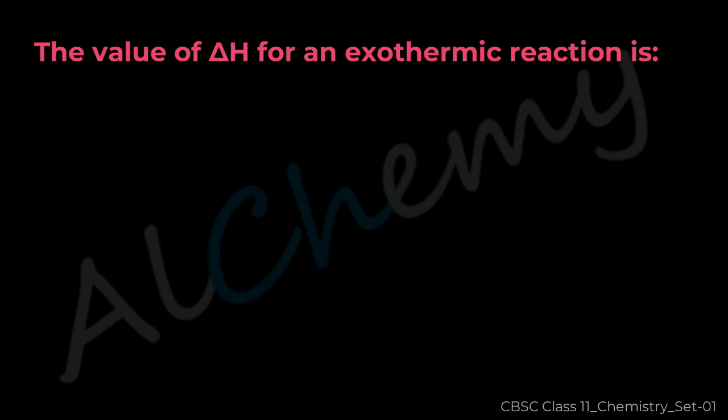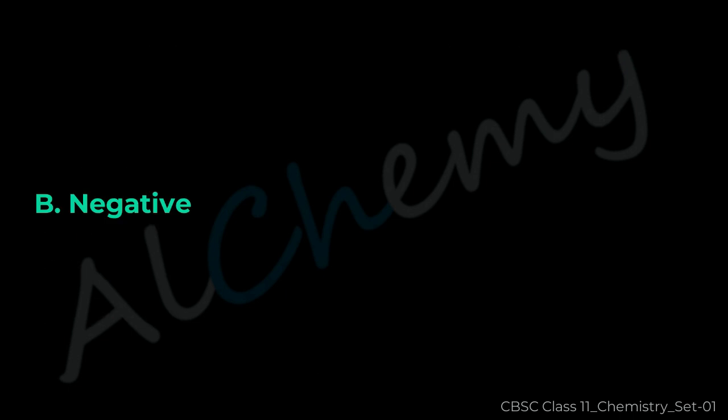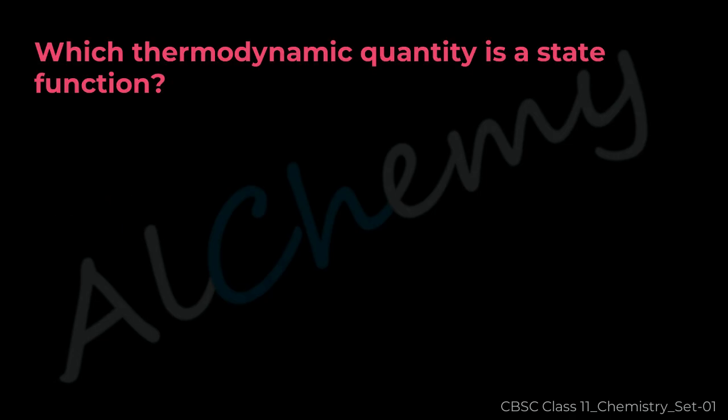Density. Question 24. The value of delta H for an exothermic reaction is A. Positive, B. Negative, C. 0, D. Maximum. The correct answer is B. Negative.